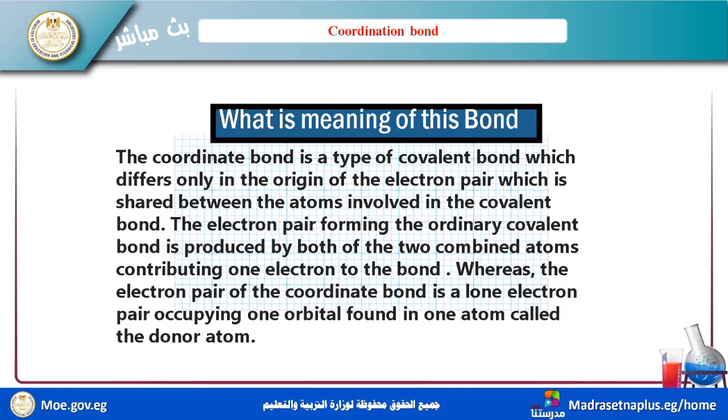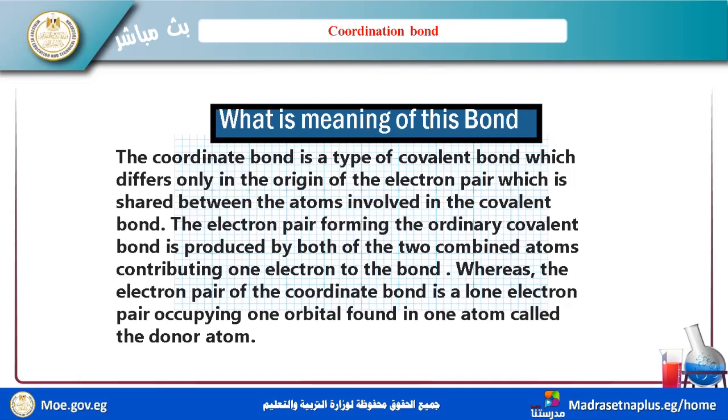Now, in discussing coordinate bonds, what is the meaning of coordinate bonds? A coordinate bond is a type of covalent bond. In the covalent bond, as we discussed before, the two electrons in the bond come from two atoms, each atom sharing one electron from its valence electrons. But in a coordinate bond, the bond pair comes from one source only.